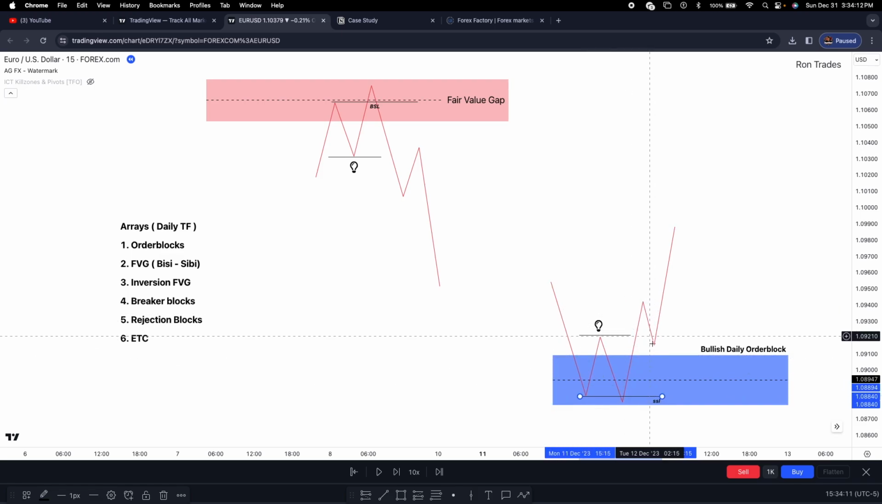What do we retrace back down inside of? An optimal trade entry. You got a bullish order block here. You got a fair value gap here. You got all types of things you can enter for. Whatever is your entry drill, that's all that matters. So let's go ahead and go right to the charts.